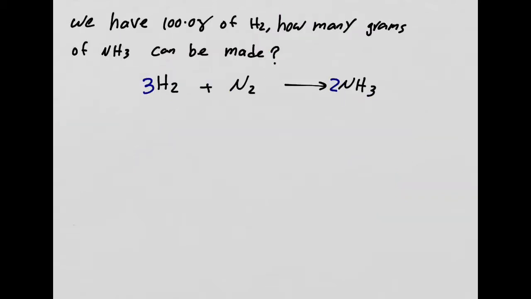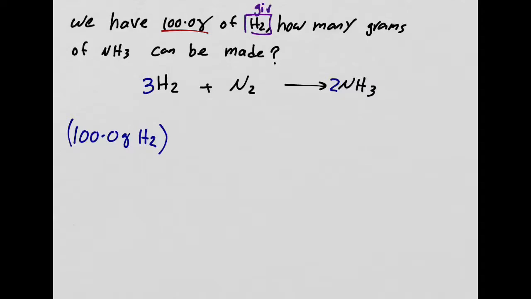Alright, pause me, do this problem, and then we're going to go over it together. So what you have here, what's given to you, is 100 grams of H2. I'm going to write down 100.0 grams of H2 is given to you. You agree? Okay. Now, how many grams of ammonia can be made? So when I read this, I go, okay, hold on a second. I know what they're trying to do here. Because what they're giving me is H2, right? So H2 is given.